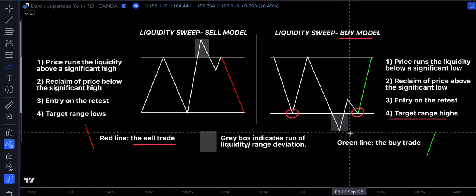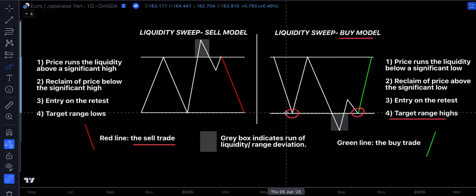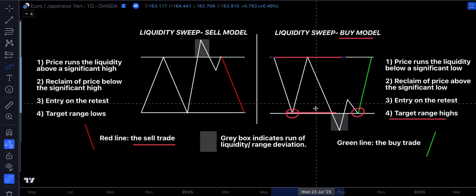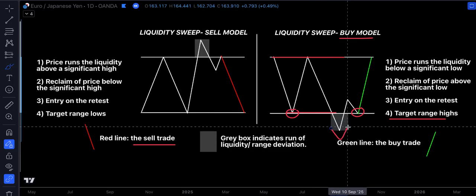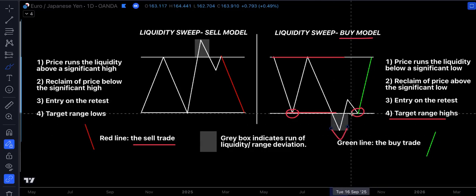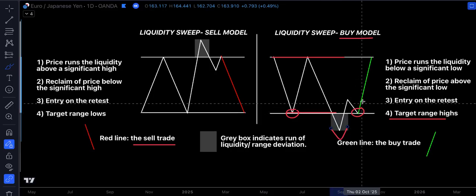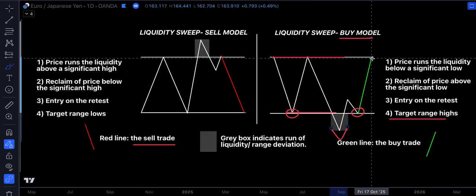So this gray box right here shows a range deviation. So this is the range that we're trading in. However, this is just a small deviation below the bottom of the range, which provides the liquidity in order to move the markets to the upside. Okay, so this is the liquidity sweep buy model that we're going to be looking at executing.